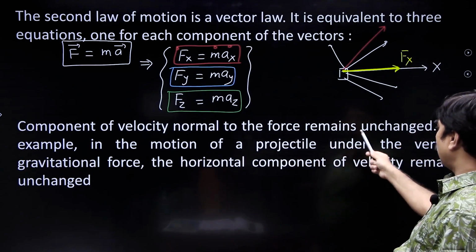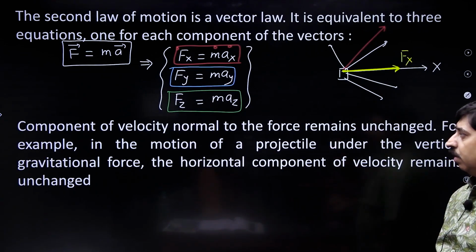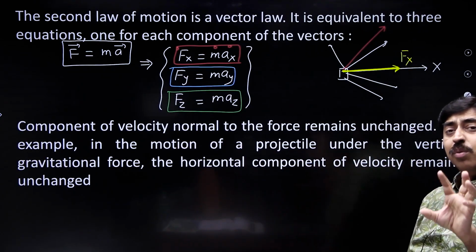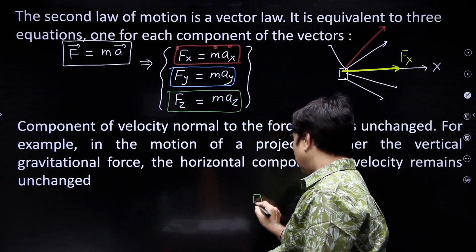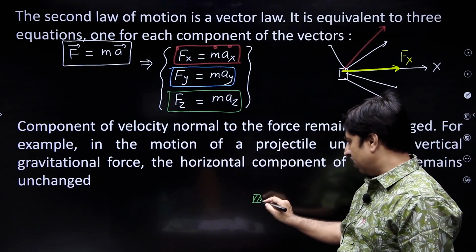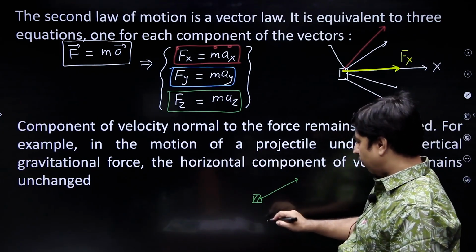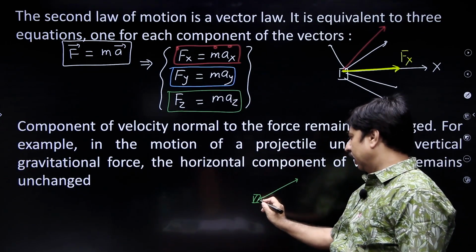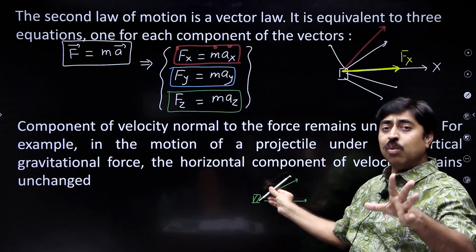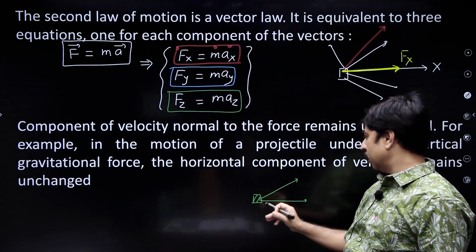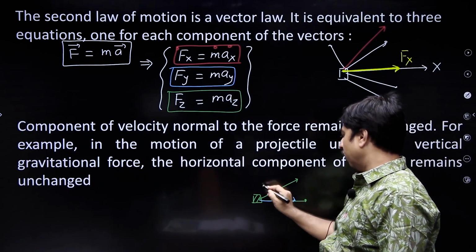Component of velocity normal to the force remains unchanged. Remember, component of velocity normal to the force remains unchanged. If a body is moving, suppose it is moving in this direction, and a force is acting on this body in this direction. So, the velocity can be broken into two components, one in the direction of force, and the other perpendicular to force.